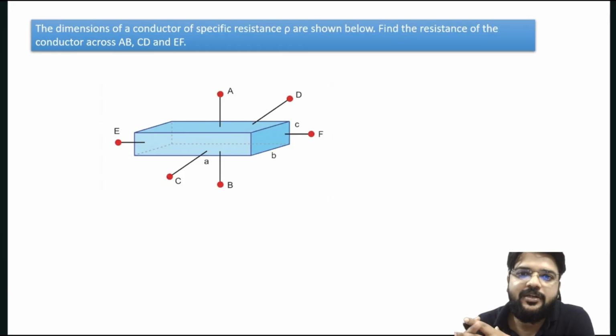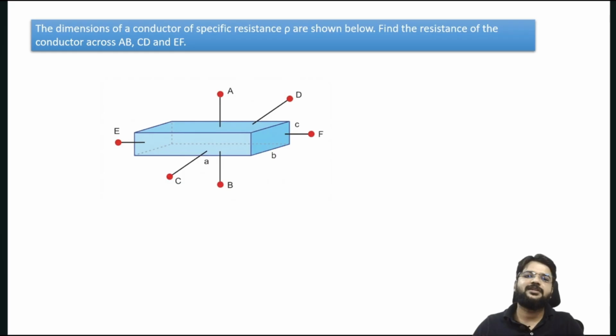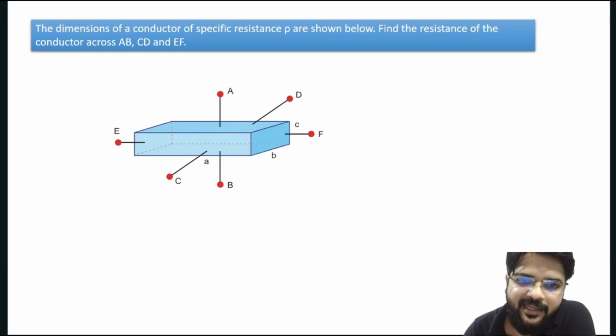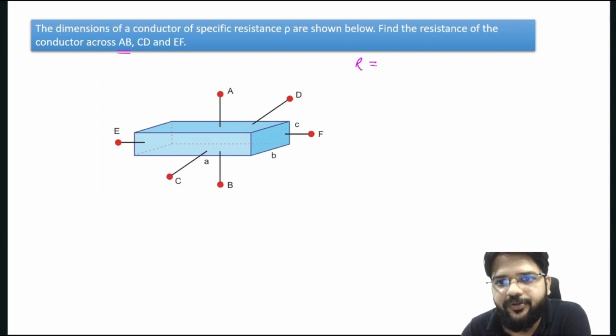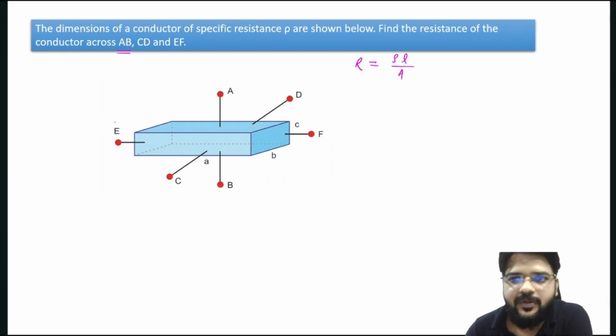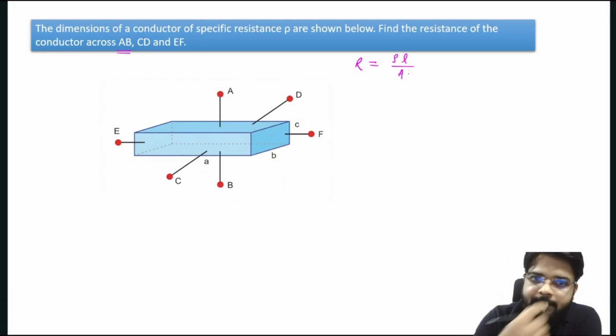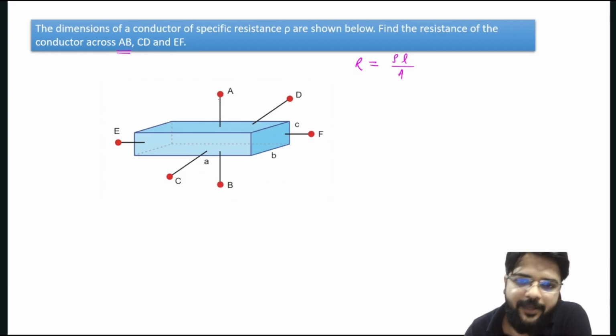The dimensions of the conductor of specific resistance rho are shown below. Find the resistance of the conductor across AB, CD and EF. So here we want the resistance of this conductor across AB, CD and EF. First of all, we will find the resistance across AB. The resistance formula we already know is rho L by A, correct? The resistance offered by the conductor is rho L by A, where L is the length and A is the cross section area.